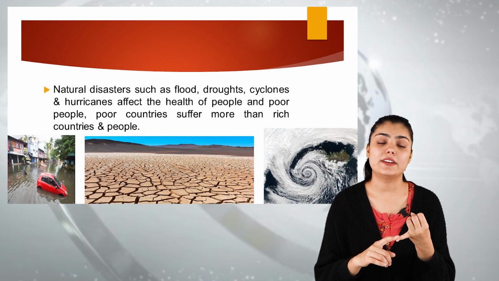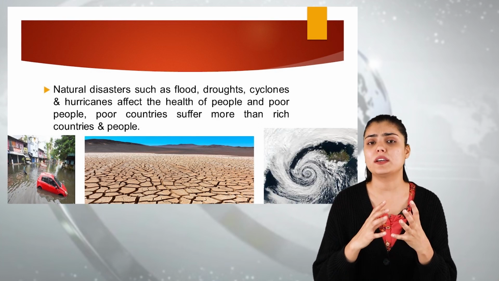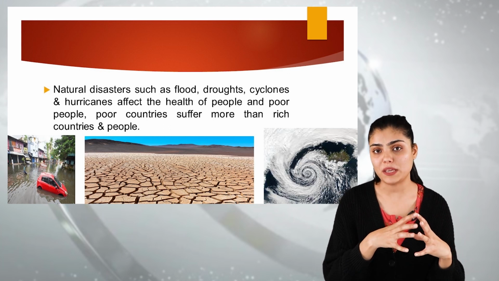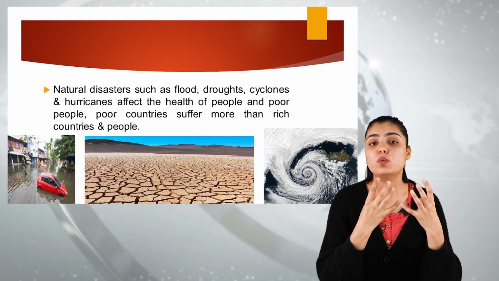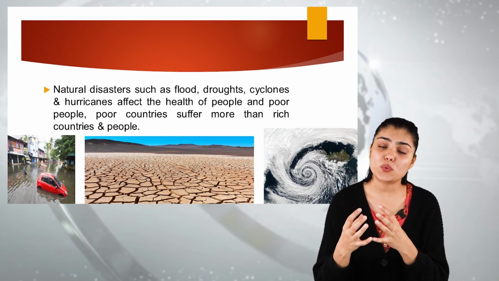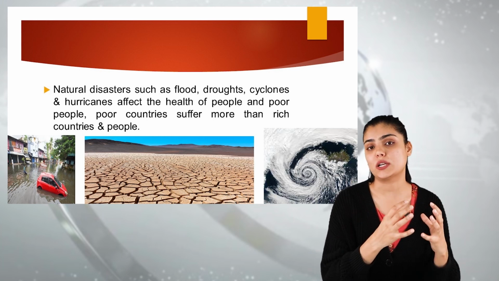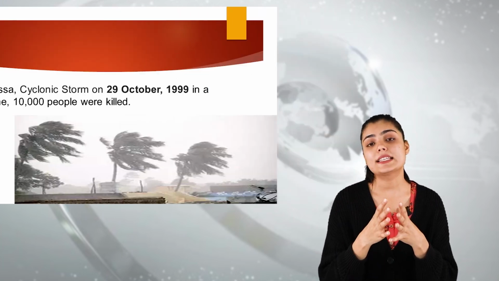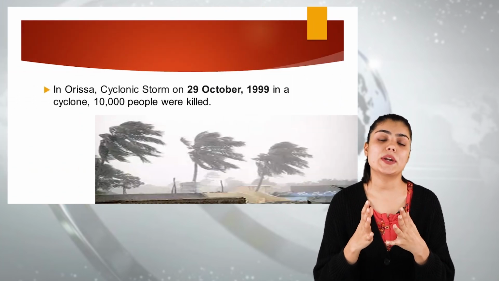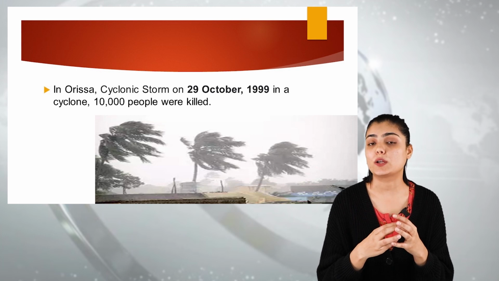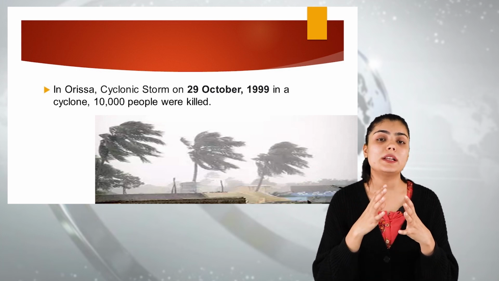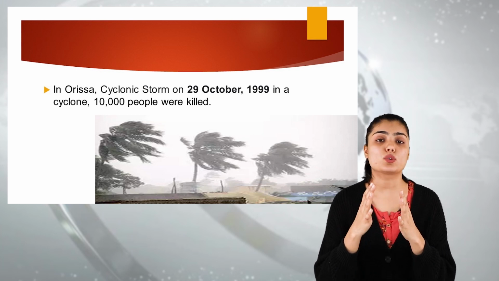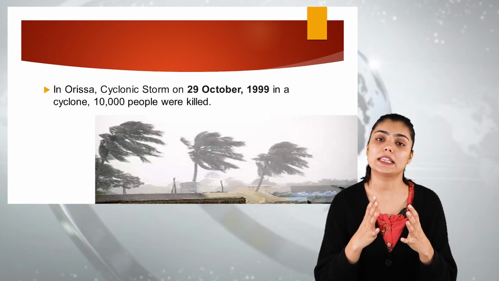Natural disasters such as flood, drought, cyclone, tsunami, earthquake also affect human beings. And it is seen that poor people and poor countries suffer more than the rich countries and rich people. The state of Orissa in the year 1999 was hit by a cyclonic storm. The death toll in Orissa due to the storm in 1999 was around 10,000.